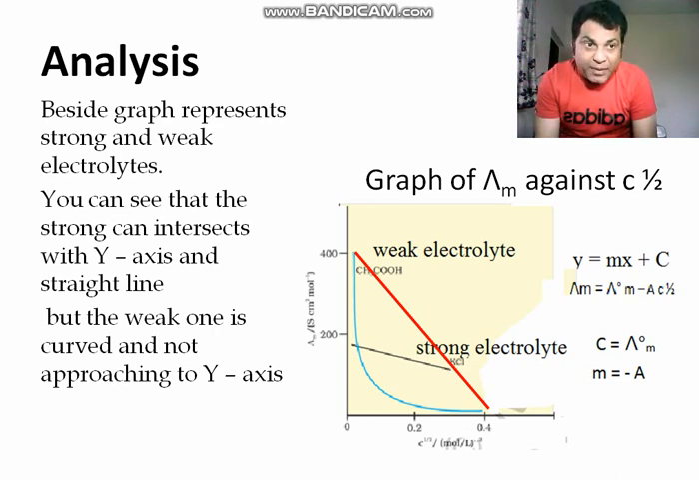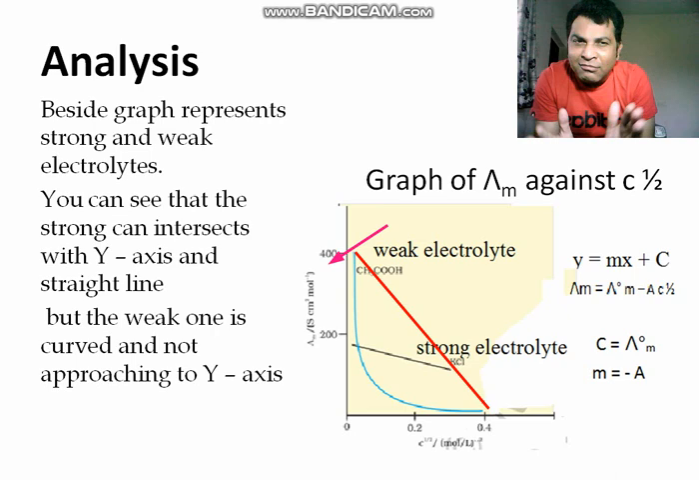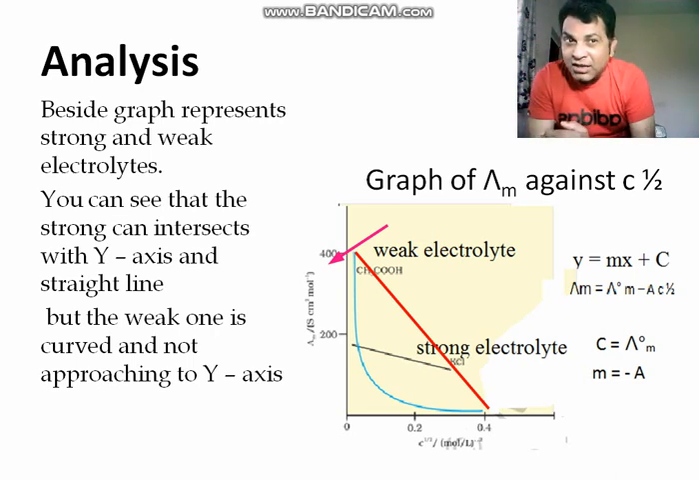Here is the most important topic: this does not touch the y axis. As it is not touching the y axis, we are not able to find the limiting molar conductivity for this. See the analysis. The beside graph represents strong and weak electrolytes. You can see that the strong one reaches the y-axis as a straight line, but the weak one is curved and does not approach the y-axis. And that's why we are not able to find the limiting molar conductivity of the weak electrolytes by using the graphical method or this equation.